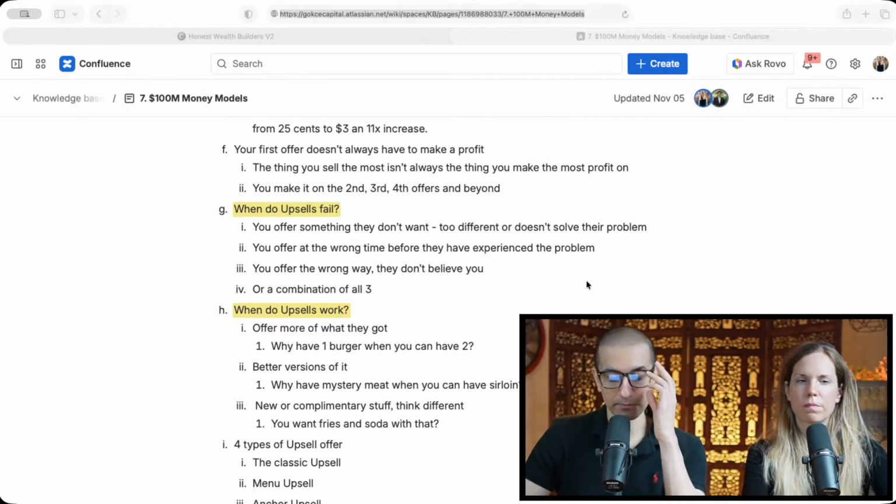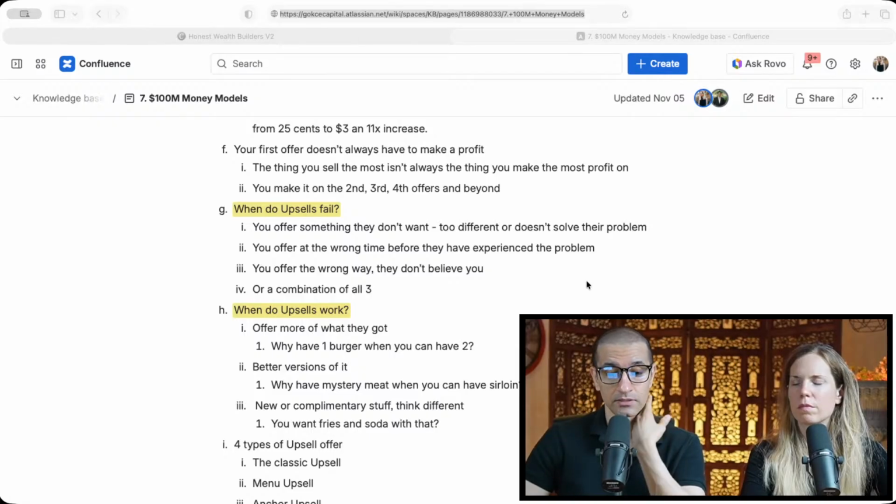Right? So upsells increase the profit margins. Your first offer doesn't always have to make a profit. The thing you sell the most isn't always the thing you make the most profit on. You make it on the second, third, fourth offer and beyond.